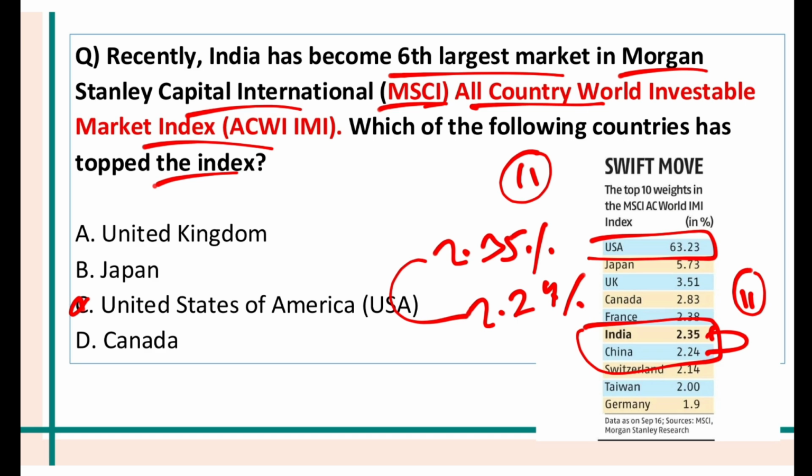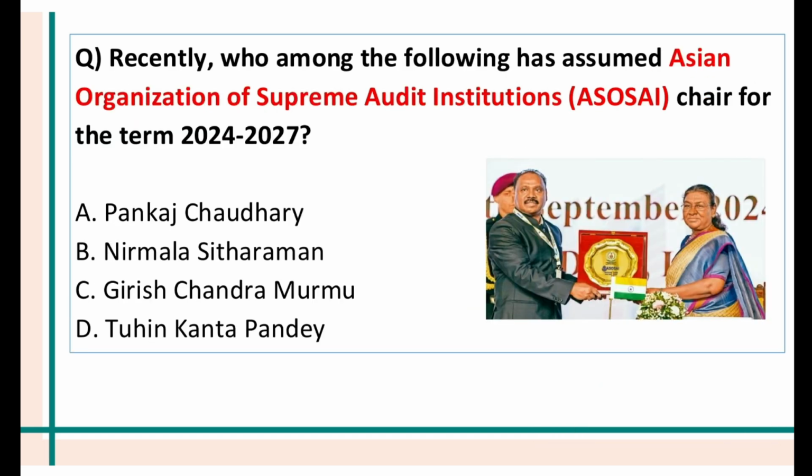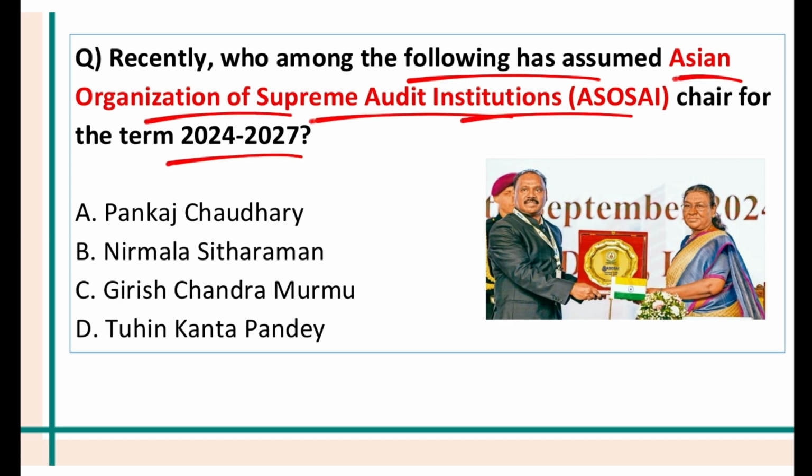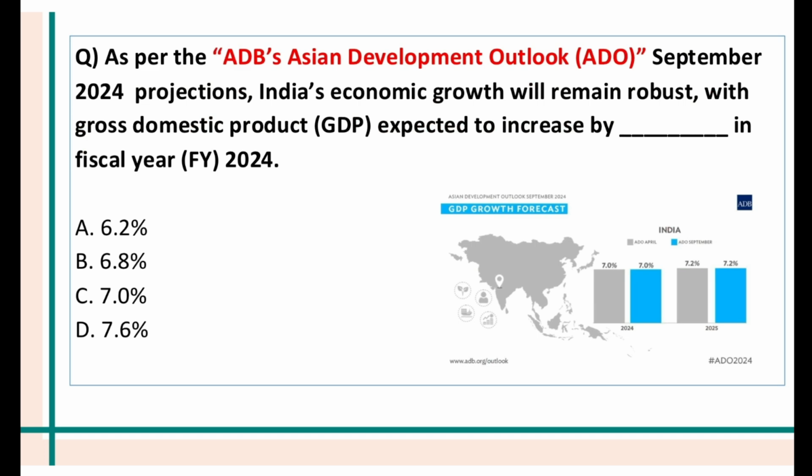Who among the following has become the chairman for 3 years of the Asian Organization of Supreme Audit Institutions? It is Girish Chandra Murmu, who is the CAG of India, and this organization is headquartered in Beijing. This organization was founded in 1979, and many countries are a member of it. Around 11 countries currently are a member of this organization.